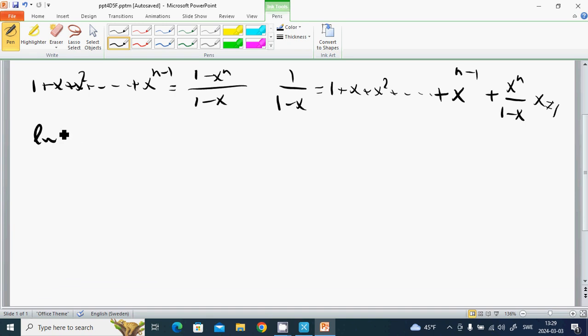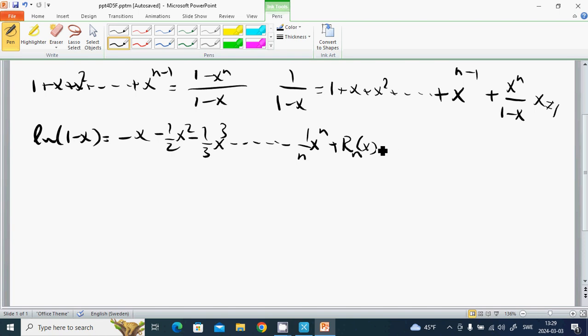Then ln(1 minus x) is minus x minus 1 half x squared minus 1 third x cubed, up to minus 1 nth x^n plus r_n of x, where r_n of x equals minus x to the power n plus 1 divided by (1 minus epsilon) to the power n plus 1, and epsilon belongs to the interval 0 to x.